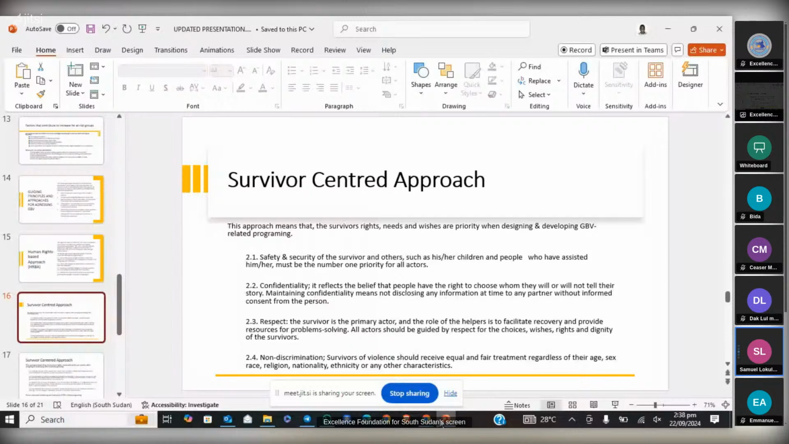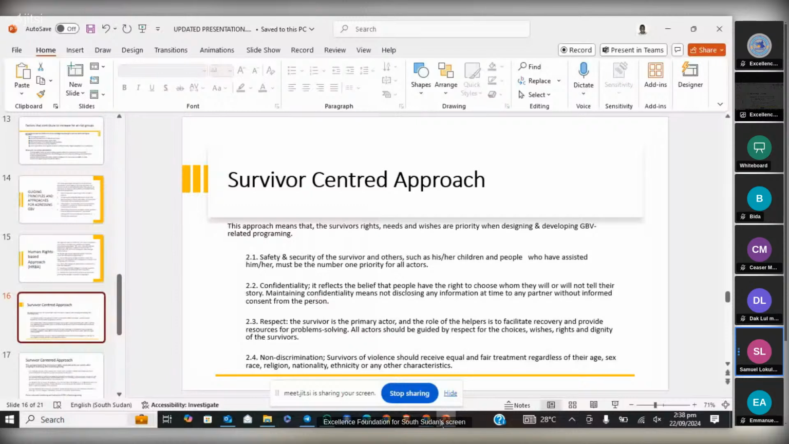So when you're doing the survivor centered approach, the safety and the security of the survivor should be the priority. That's why the legal need to come in, and that's why in other places we have the safe houses for the survivors of GBV. I think there are like 5 in South Sudan. The new one is here just in Yei some few months ago. That is a safe place where the survivor's security is guaranteed, and when this person is there, the person can access all the services.